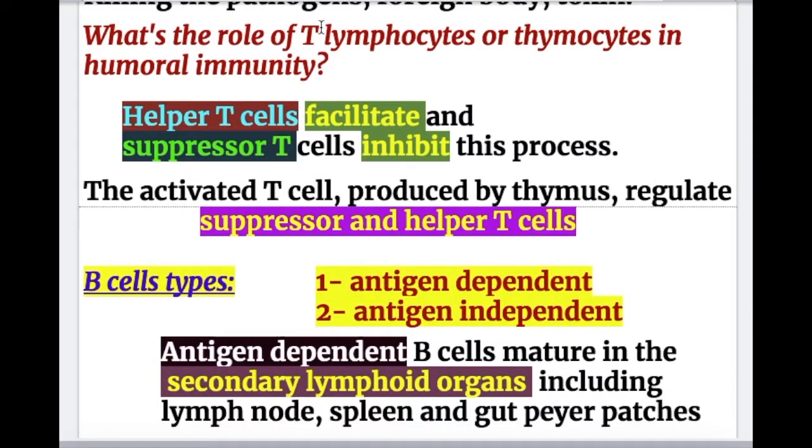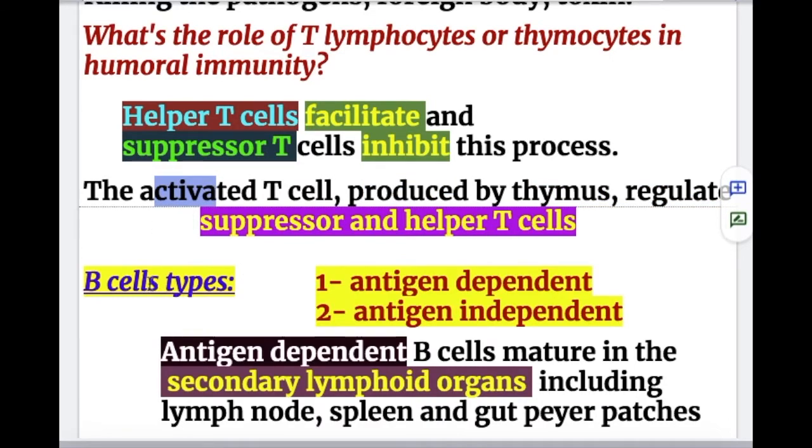So what's the role of T lymphocytes or thymocytes in humoral immunity? The helper T cells facilitate it, and suppressor T cells inhibit this process. And the activated T cell produced by the thymus regulates suppressor and helper T cells. So the helper T cell facilitates, the suppressor T cell inhibits, and the activated T cell controls the process.